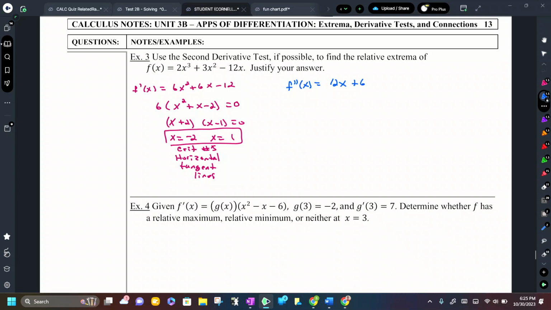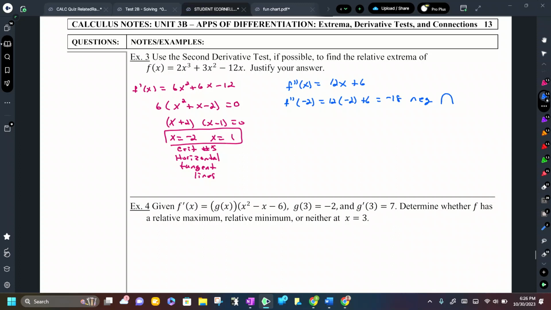So there's our first derivative. We have to evaluate it at both of these coordinate points. So f double prime of, let's start with negative 2, is equal to 12 times negative 2 plus 6. So we're substituting that in. 12 times negative 2 is negative 24, so negative 24 plus 6 is negative 18. That's a negative value, and that means because my second derivative is negative, we're going to have a relative max at that point.